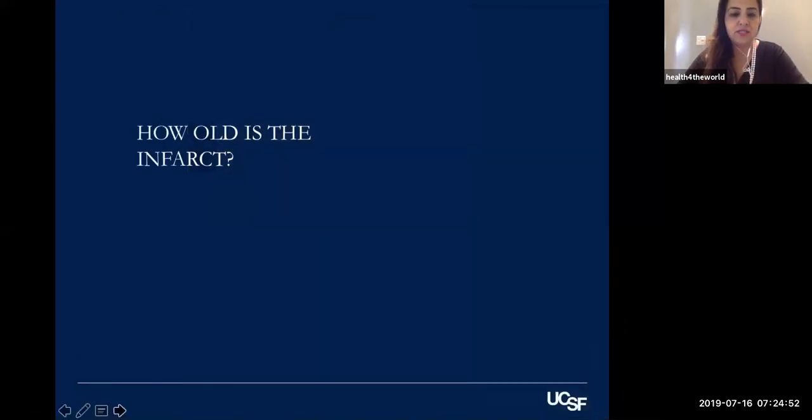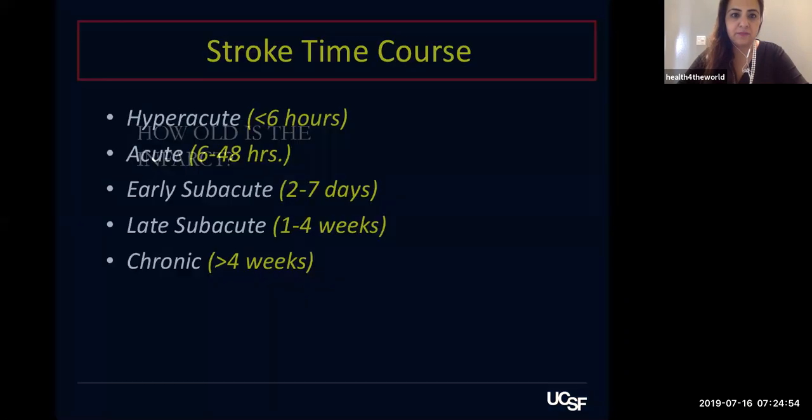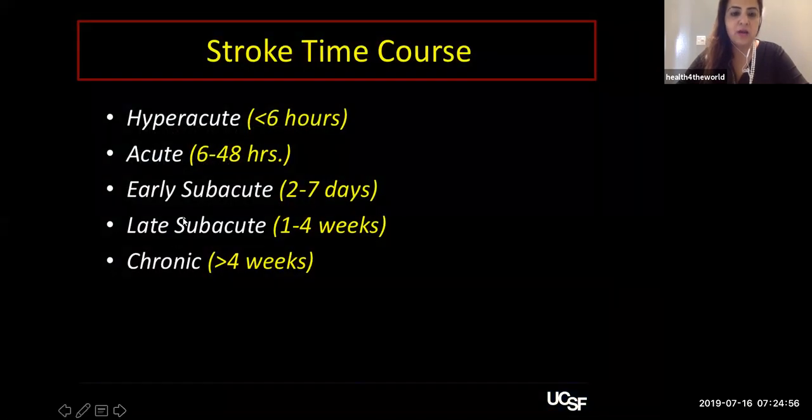So the first question is, how old is the infarct? This is how the infarct evolves. Hyperacute is less than 6 hours. Acute is 6 to 48 hours. Early subacute is 2 to 7 days. Late subacute is 1 to 4 weeks. And chronic is more than 4 weeks. So you can see that the early subacute starts at day 2. So subacute is a long time frame. It can be as early as 2 days to as late as 4 weeks.